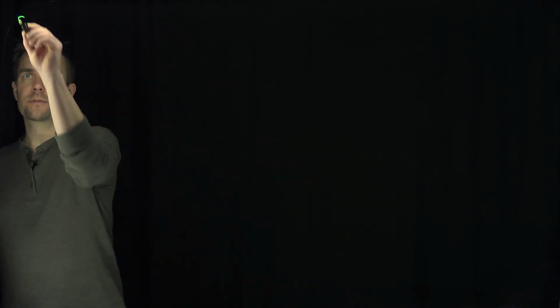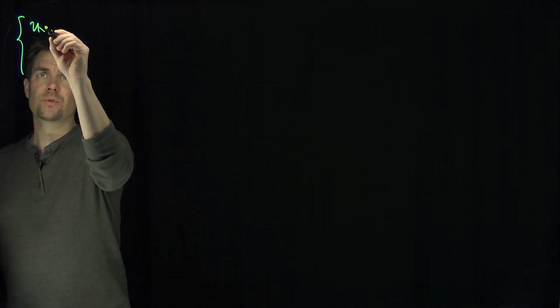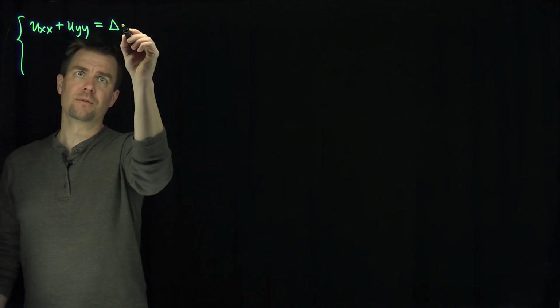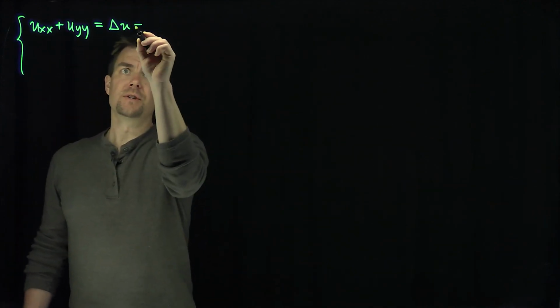Hello students, in this video we'll use the Fourier transform to find the solution to the Laplace equation with initial conditions on the upper half space. So the problem we're going to consider is the following. We're going to look for a function u of x and y such that u_xx plus u_yy, that's just the Laplacian of u in two dimensions, is equal to 0.